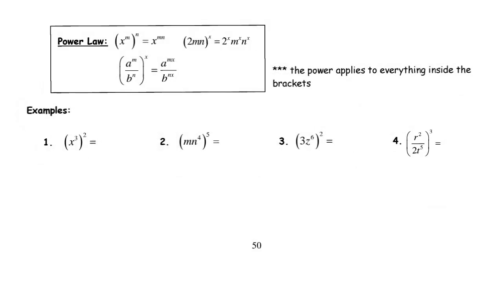All right, this next law is the power law. Okay, so it basically says a power of a power. When I've got x to the m and I take it to another power there, I simply find the product of those two exponents. Now, another variation of this is to say I've got, for example, 2mn all to the x. When I've got an exponent on a product, I can distribute the exponent. And down here, when I've got an exponent that's acting on a quotient, again, I can distribute the exponent.